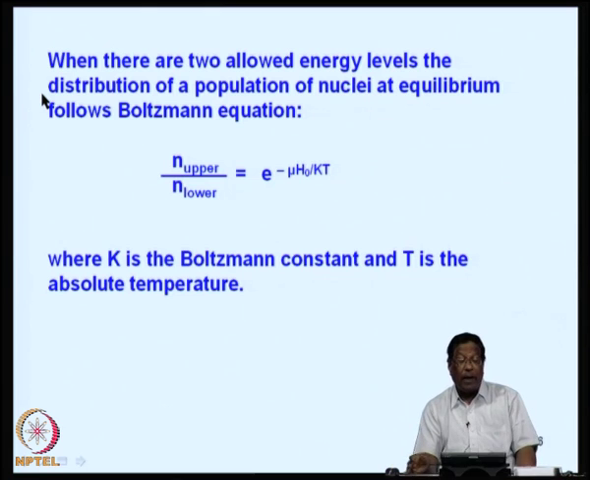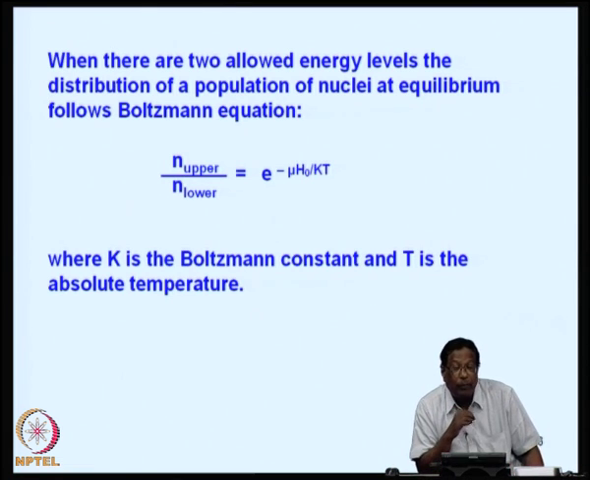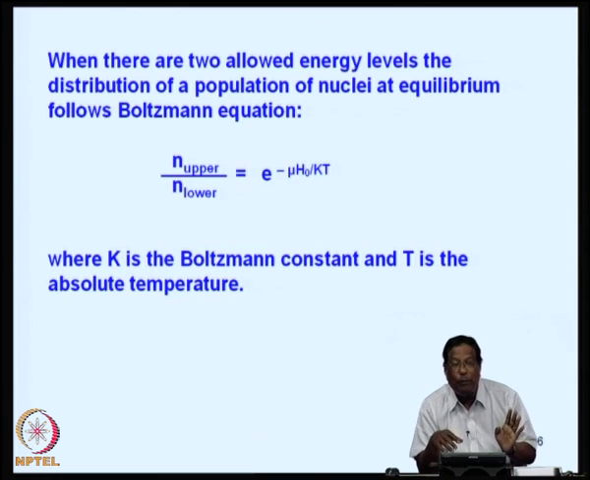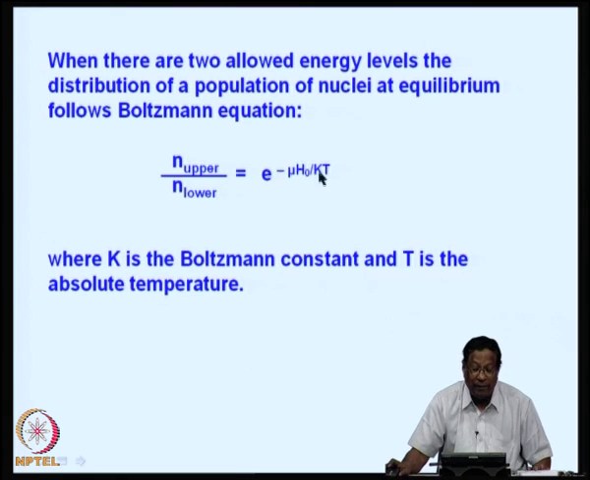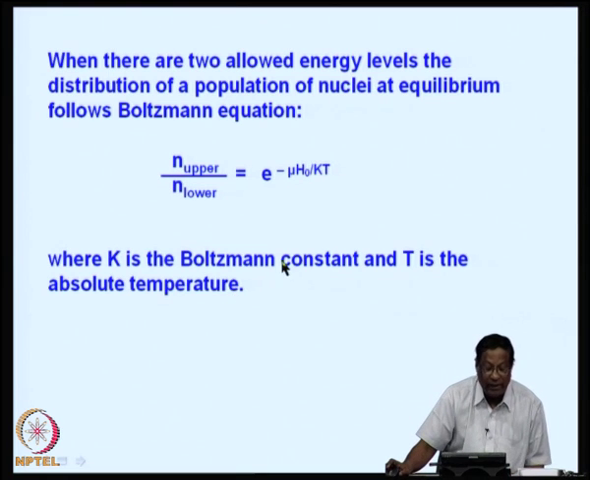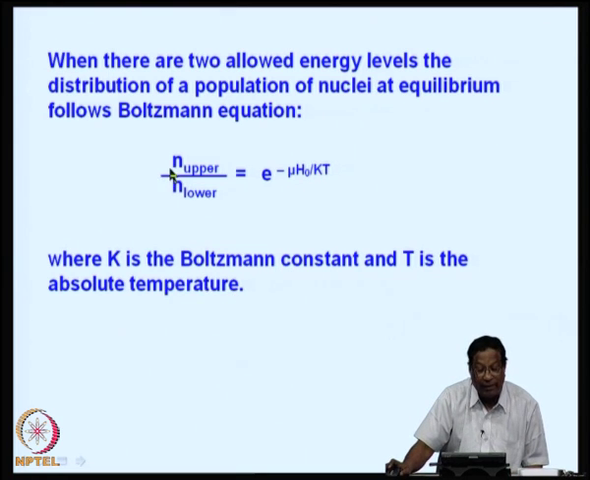So, when there are two allowed energy levels, the distribution of the population of nuclei at equilibrium follows the Boltzmann distribution. What is the Boltzmann distribution? It is this part, e raised to minus mu H0 upon kT, where k is the Boltzmann constant and T is the absolute temperature. So, the distribution in the upper energy state compared to the lower energy state, that is the ratio, is governed by the Boltzmann equation.